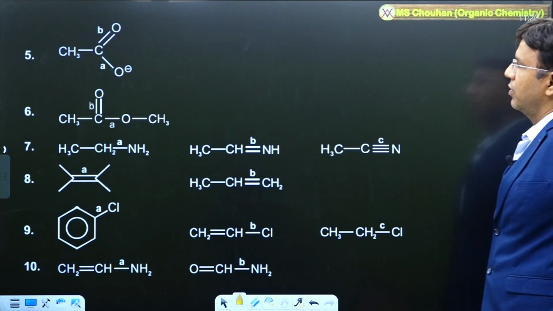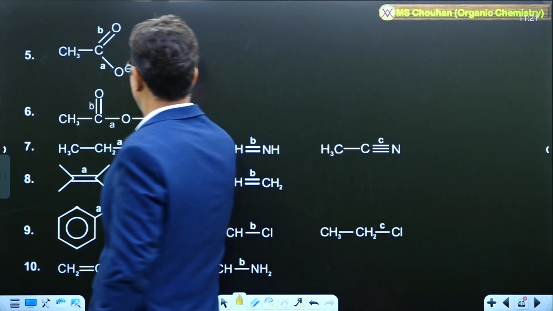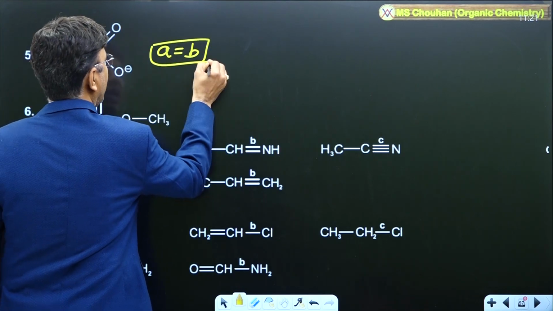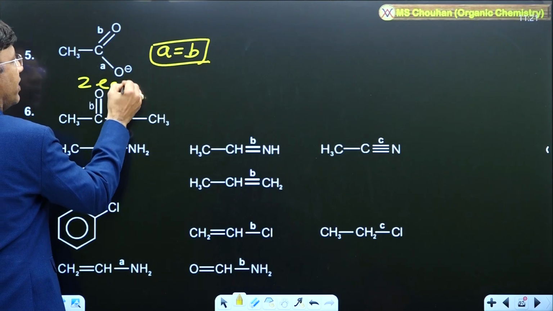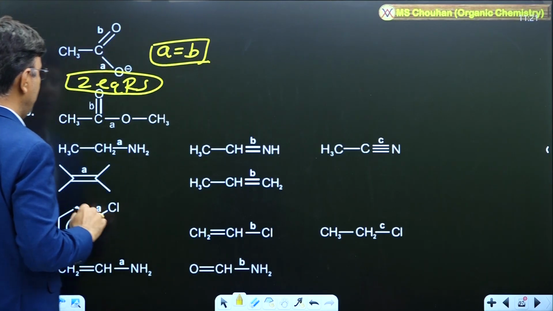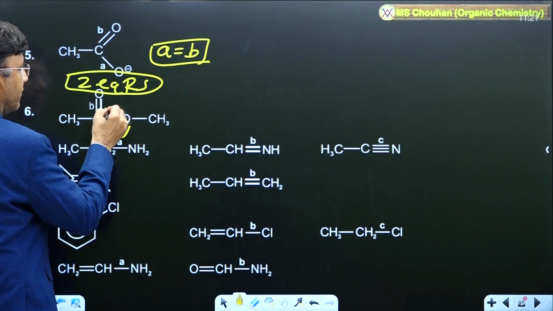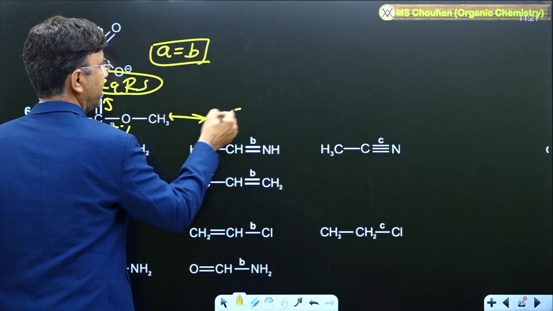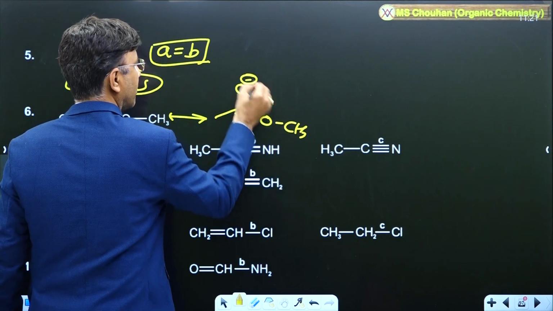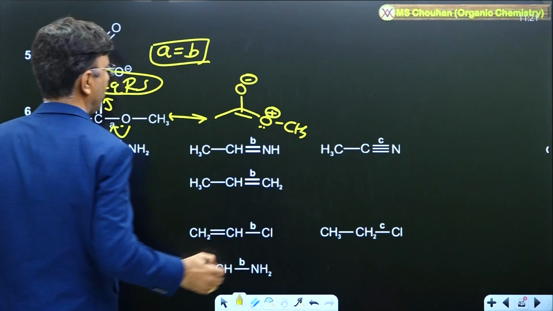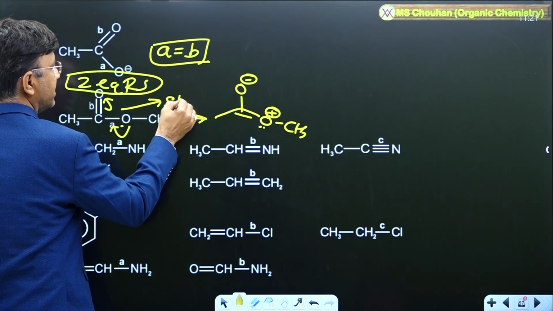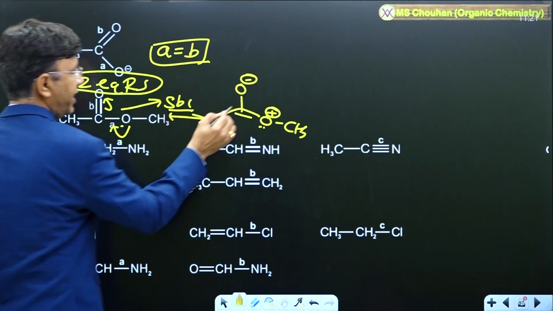Now in the fifth example, this has two equivalent RS. A equals B, because this has two RS of equal stability. This means bond length will be equal. While in the sixth, this ester is resonance stabilized. Got it? Now due to resonance, A has single bond character, while the other has double bond character.